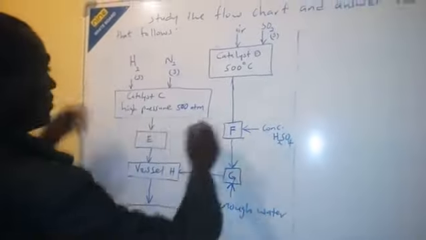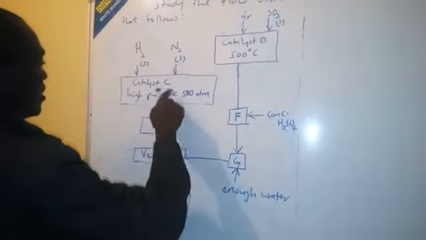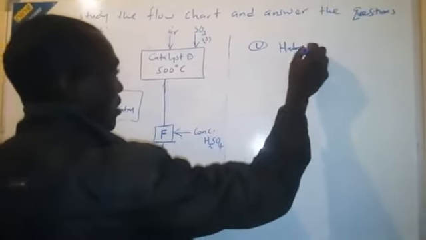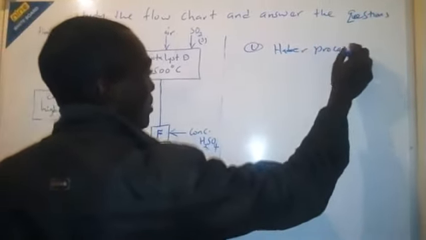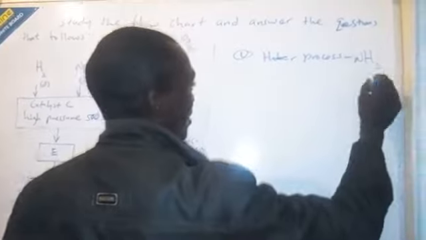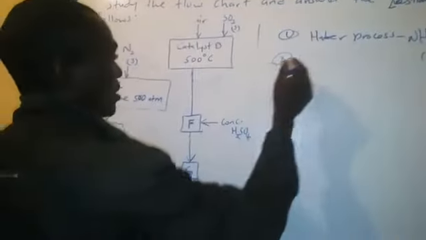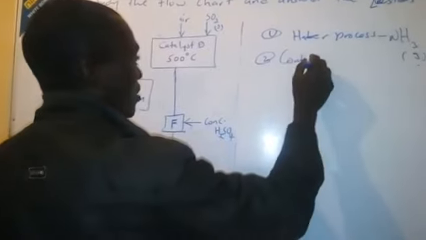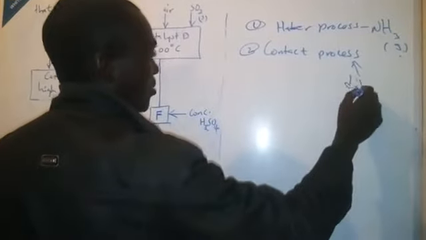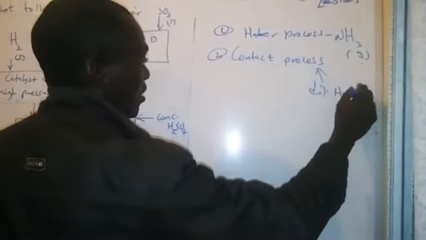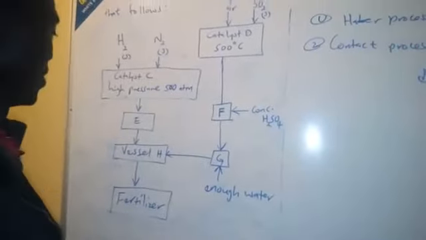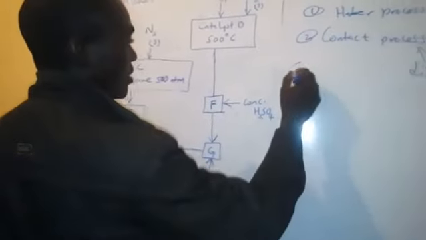On my left, where we have hydrogen and nitrogen being let into a chamber, that process is known as a Haber process. The Haber process is an industrial manufacture of ammonia gas. And on my right, we have another process which is known as the contact process. This is an industrial process where we manufacture dilute sulfuric acid. So the question revolves between the two processes. I will begin with the contact process.